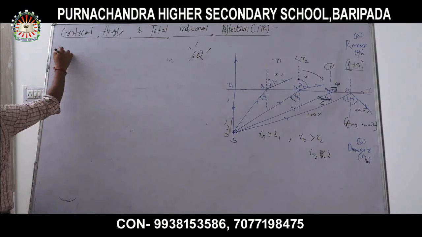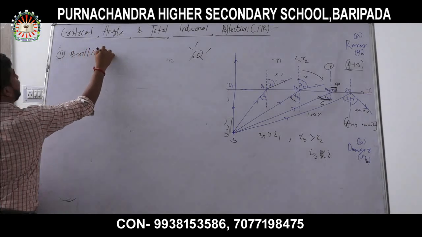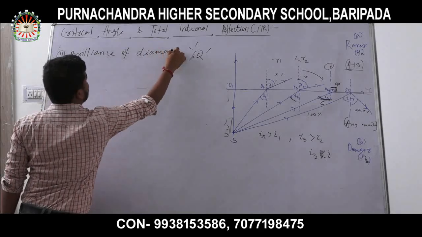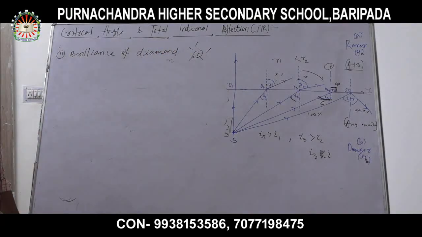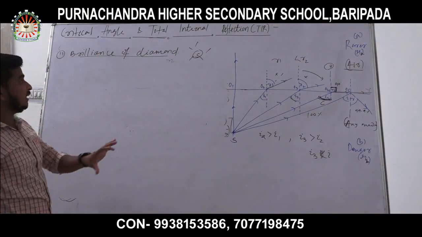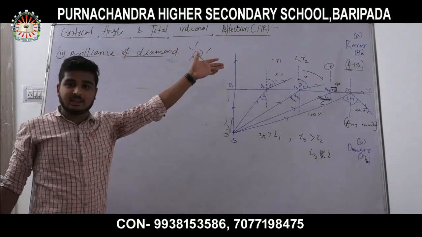Second one is brilliance of diamond. Brilliance of diamond means why diamond sparkles. Why do we see the sparkle? The more shining of diamond, it is due to total internal reflection.